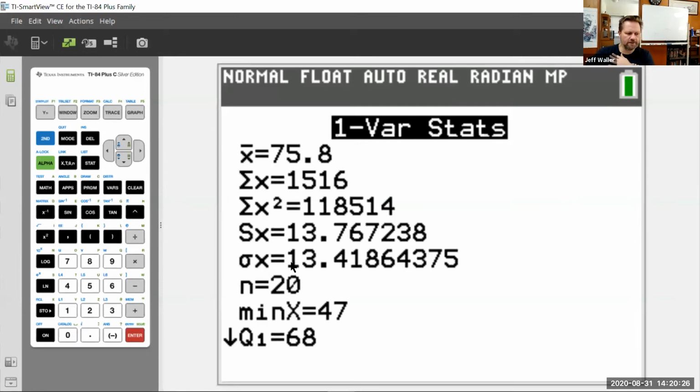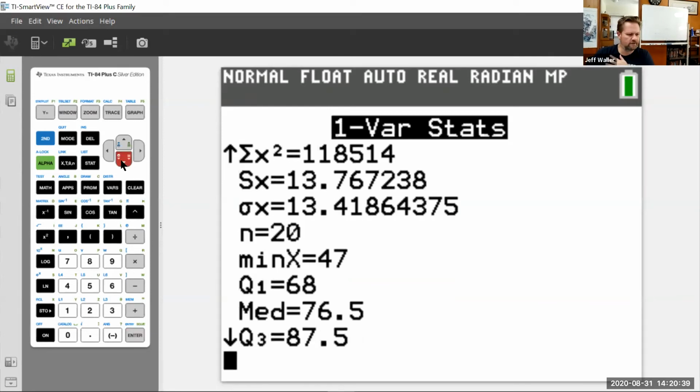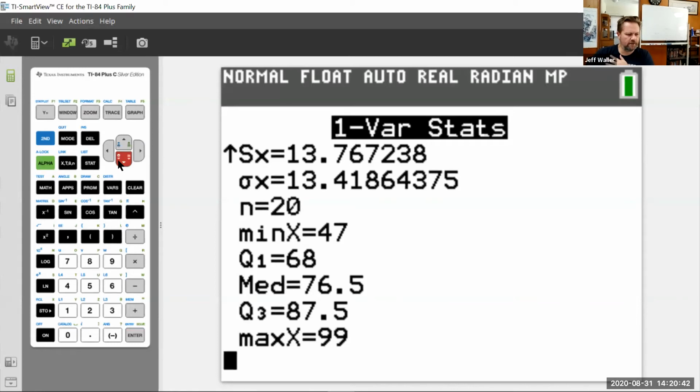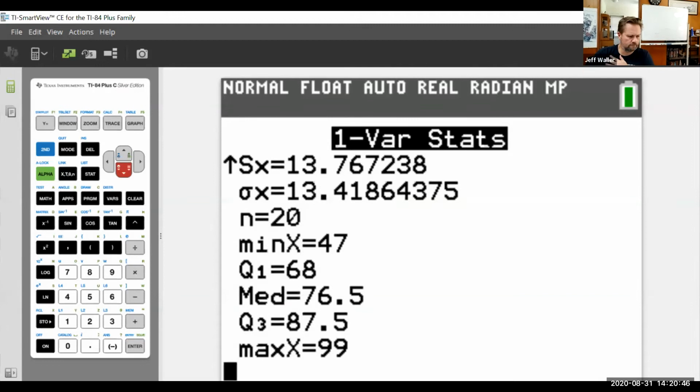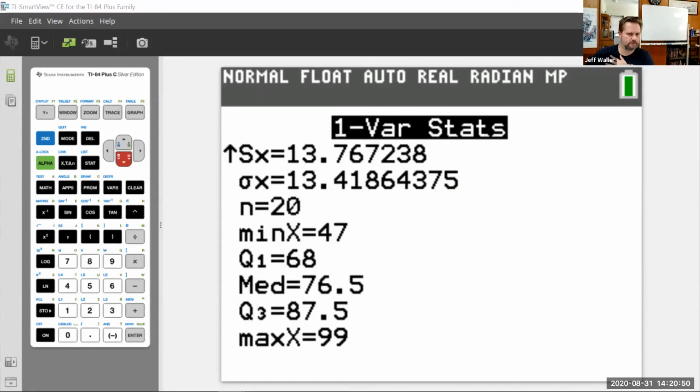Now look at all this nifty stuff up here. I don't know if you guys remember, we did talk about what that means. Anybody remember? Sample mean. I love it. If I look down here, does anything look familiar? Everything we just did is right there.